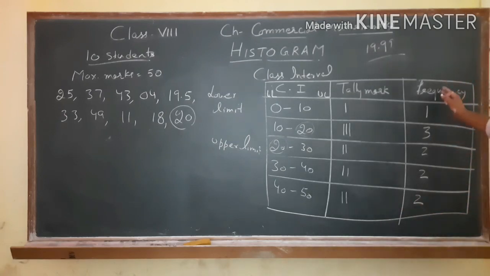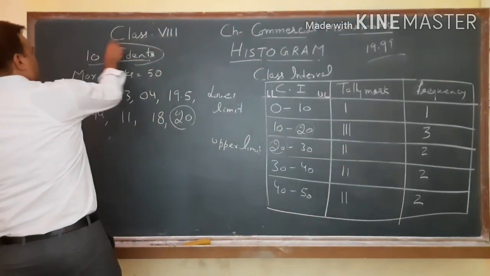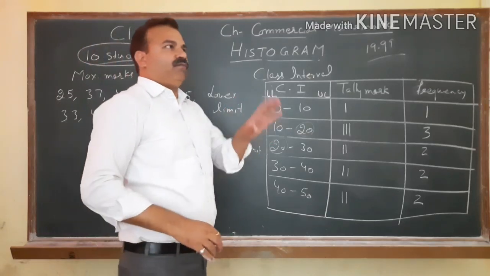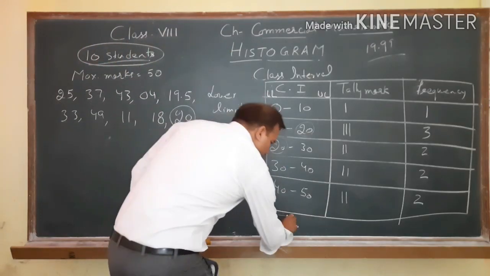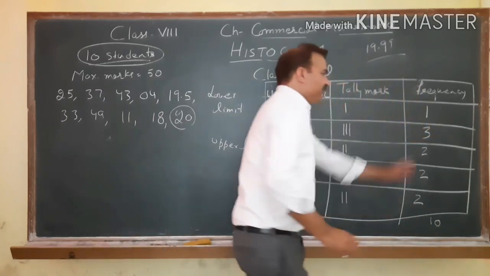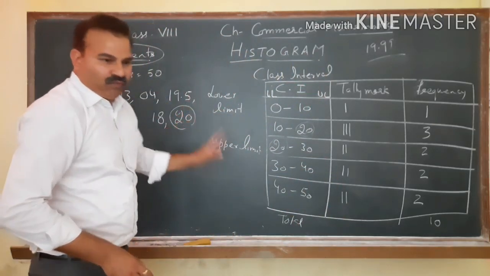Now, let us add these. 1 plus 3 is 4, plus 2 is 6, plus 2 is 8, and plus 2 is 10. Please remember that the total should be the number of students, or the number of persons from whom we have collected the data. So we may write the total is equal to 10. If the sum comes out so, it means we have observed all the values.